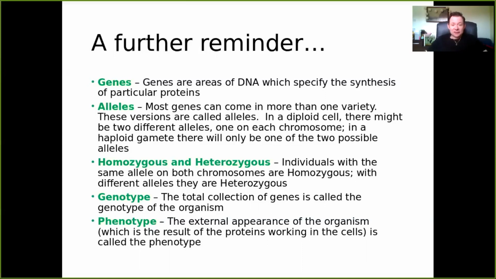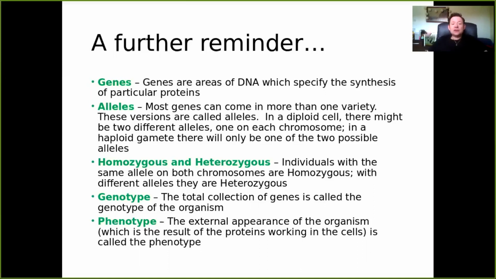Homozygous and heterozygous. Individuals with the same allele on both chromosomes are homozygous. With different alleles, they're heterozygous. So two blue-eyed alleles of a gene would be homozygous. A blue-eyed and a brown-eyed allele would be heterozygous.